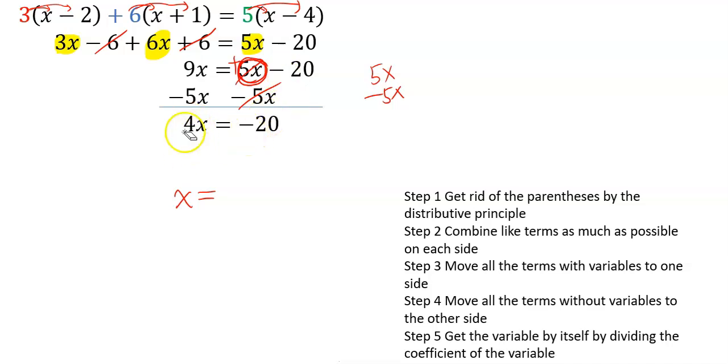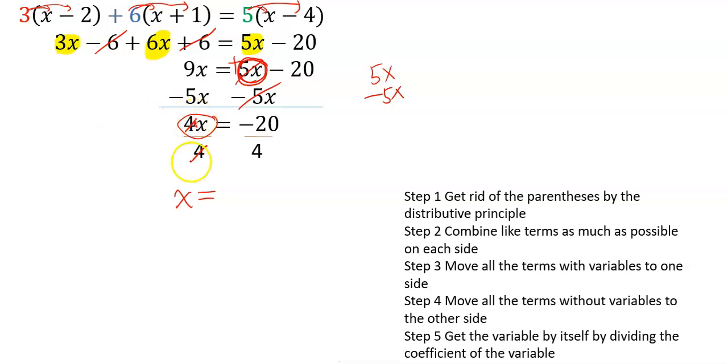Finally, we have a single term with x, so we can get rid of 4 to get x by itself. This time we're not trying to get rid of 4x, because this is the only term with x. Earlier we had to get rid of 5x because there were two terms both with x, so we had to get rid of one of them. But now we just need to get rid of 4. Between 4 and x is multiplication, so we're going to do the opposite of multiplication, which is division.